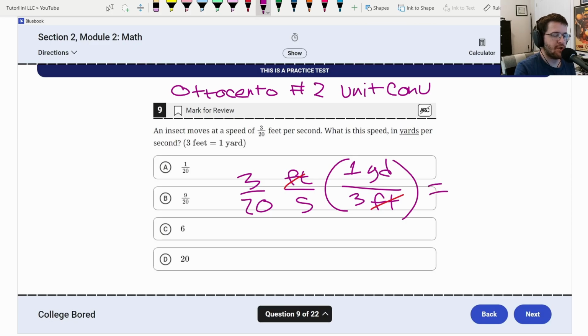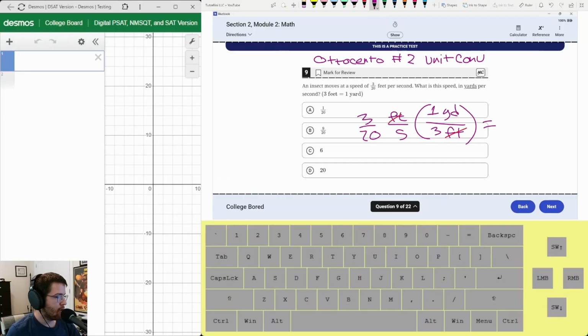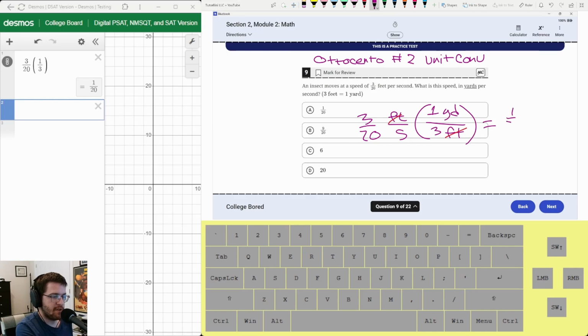Now, to make sure I absolutely don't make a mistake, I'm going to type this into Desmos exactly as it's written, and hopefully that gives us the answer. Okay, so I'm going to do 3/20, parenthesis 1 over 3. A lot of the answers are in fractions, it seems, so let me press that fraction button. And it tells me 1/20. So this is 1/20 yard per second. And that gives us answer choice A.